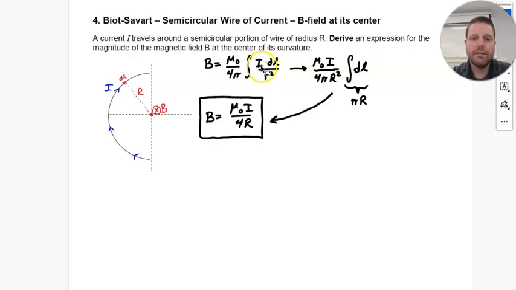Okay, so then we put all the constants, and we're again left with just the integral of dl, which in this case, the total length is going to be pi r. It's a half circle, and so we have our equation there.